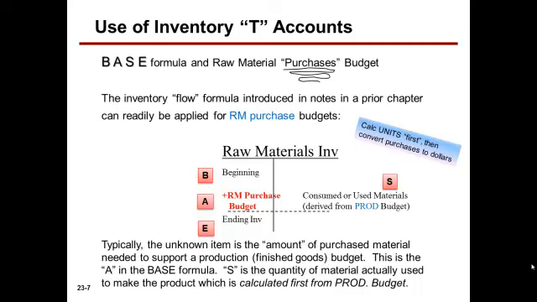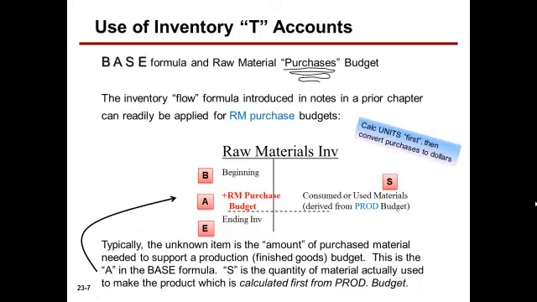Moving to the formula for raw material purchases budgets, now we're going to use units first and convert these to purchases last. Again, the unknown element is the amount of purchase material needed to support a production budget. So it's A in the raw materials inventory account that we'll end up with.